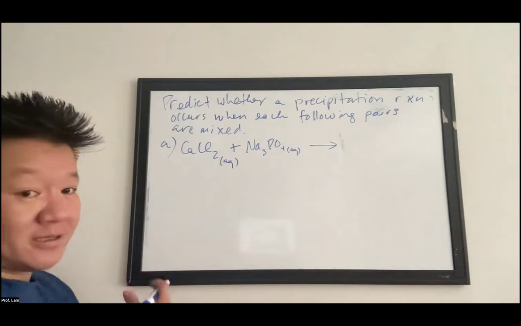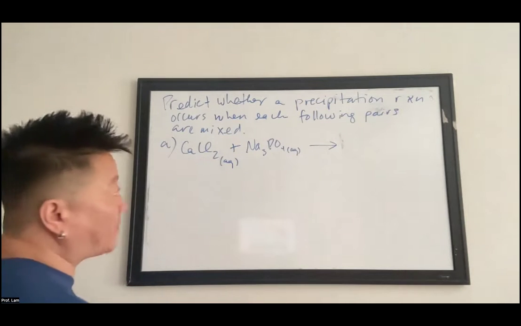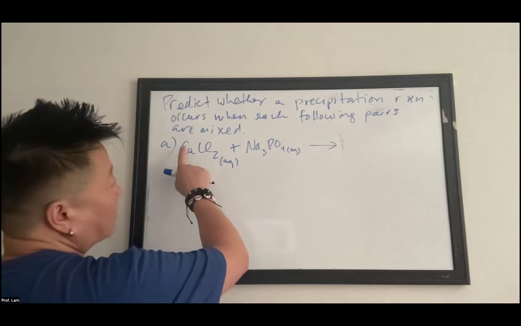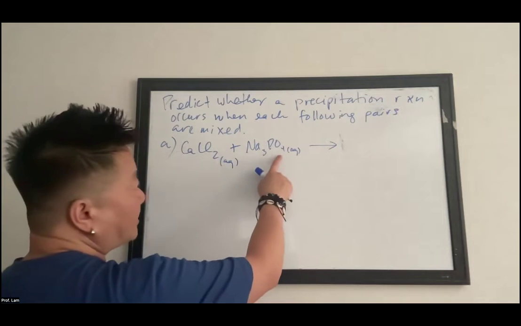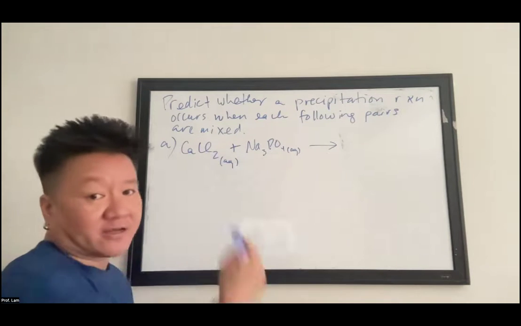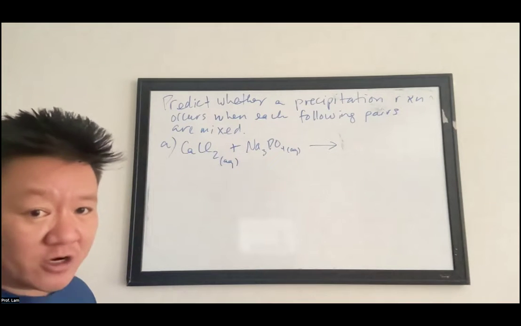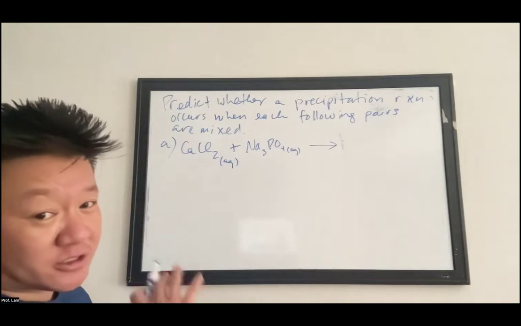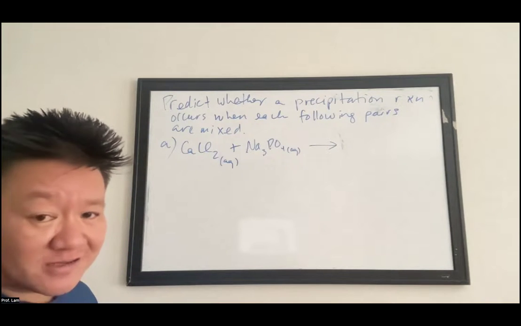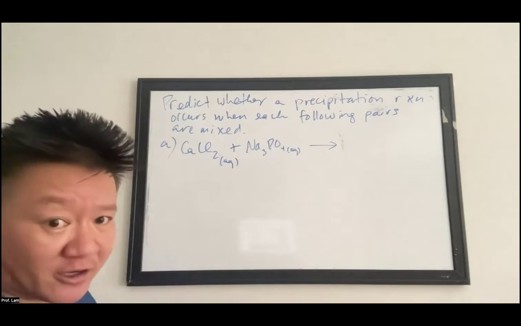Remember, swap the partners. Notice calcium is the metal, so cation, anion, and it's this cation that's going to go with this anion. Then figure out the charge. In fact, put the charges on top right now, so that you don't forget the charges, and it's much easier to see how they're going to come together.